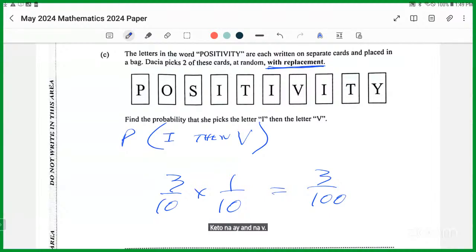No, this is the with replacement. Look at it again. Just think of it. Imagine that you took out the I first. This is the probability of taking out the I first, 3 out of 10. But you're going to put it back. So when you put it back, you're going to have 10 in the bag again to take out the V. You see that?